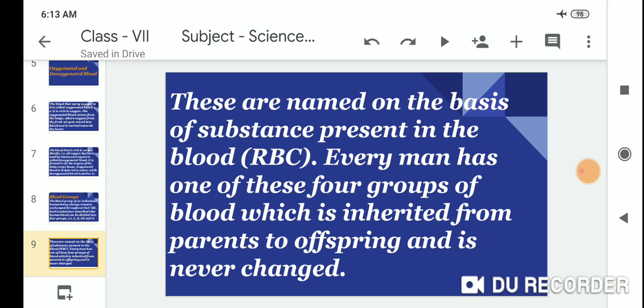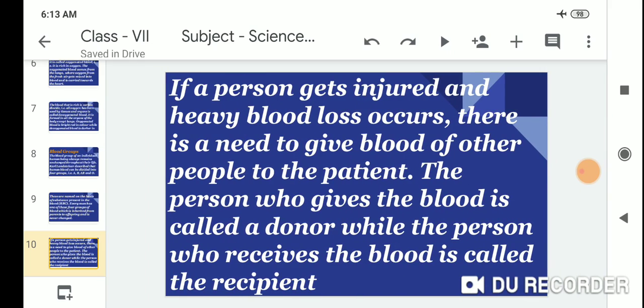Every person has one of these four groups of blood, which is inherited from the parents to the offspring and is never changed. If a person gets injured and heavy blood loss occurs, there is a need to give the blood of other people to the patient. The person who gives the blood is called the donor, while the person who receives the blood is called the recipient.